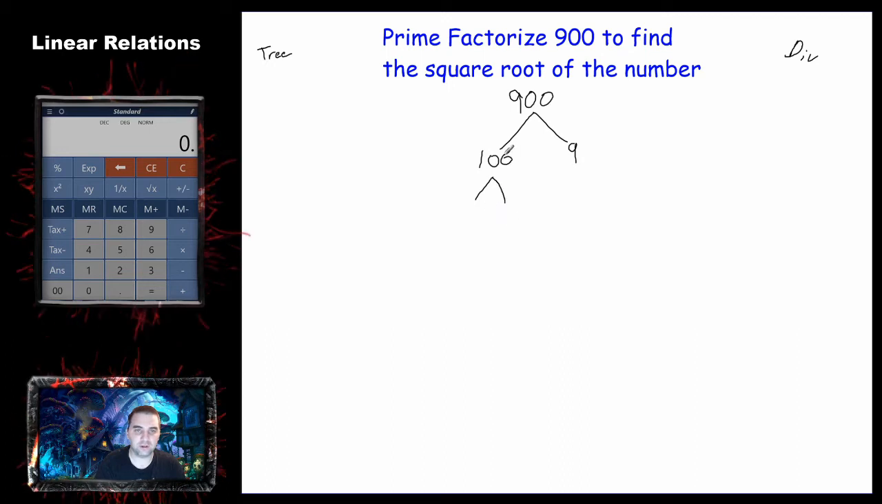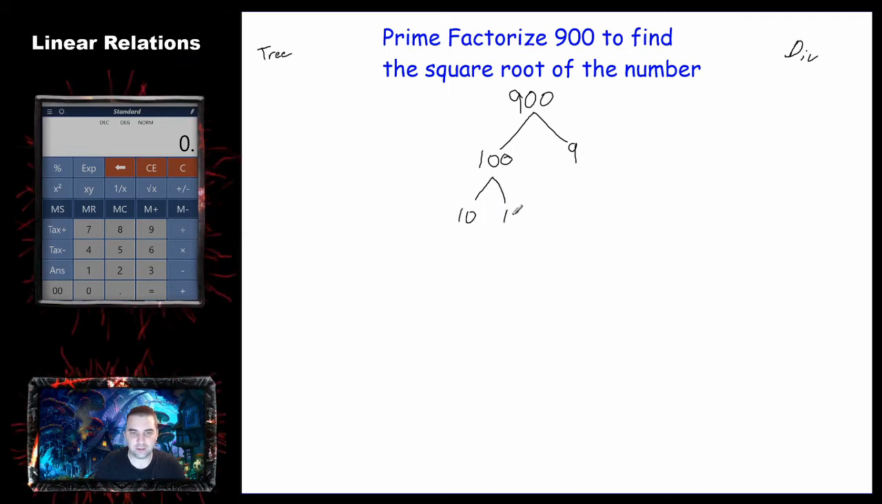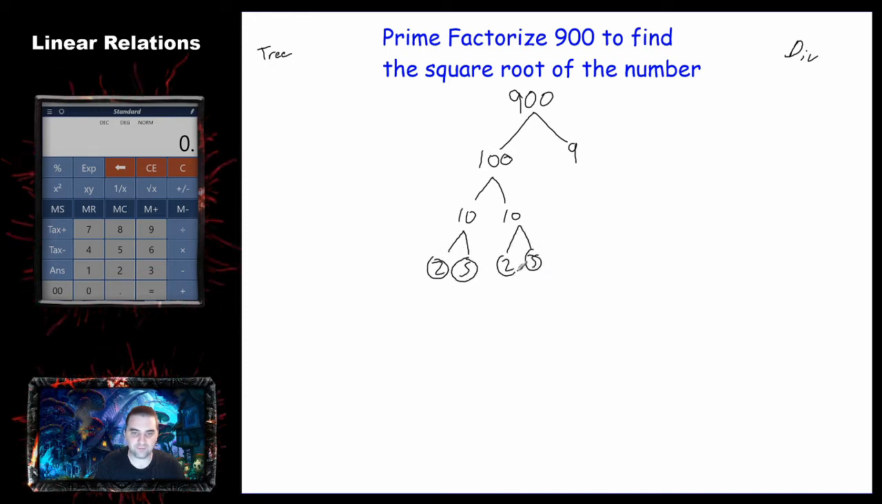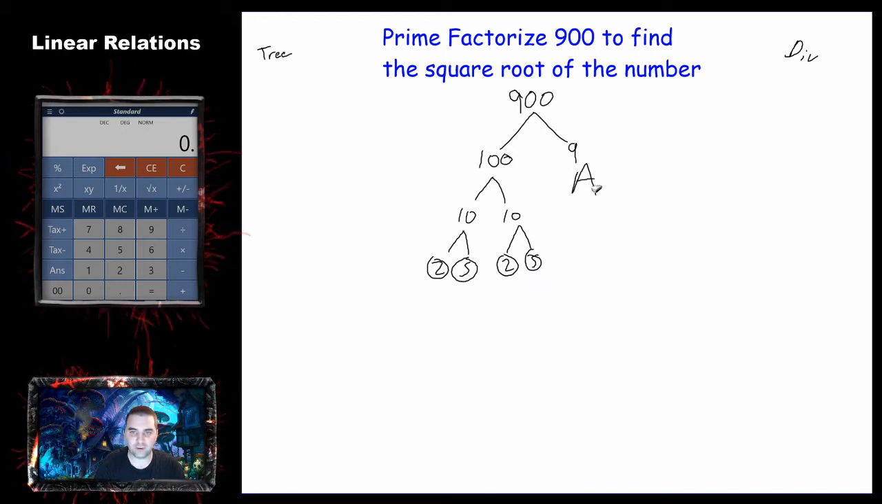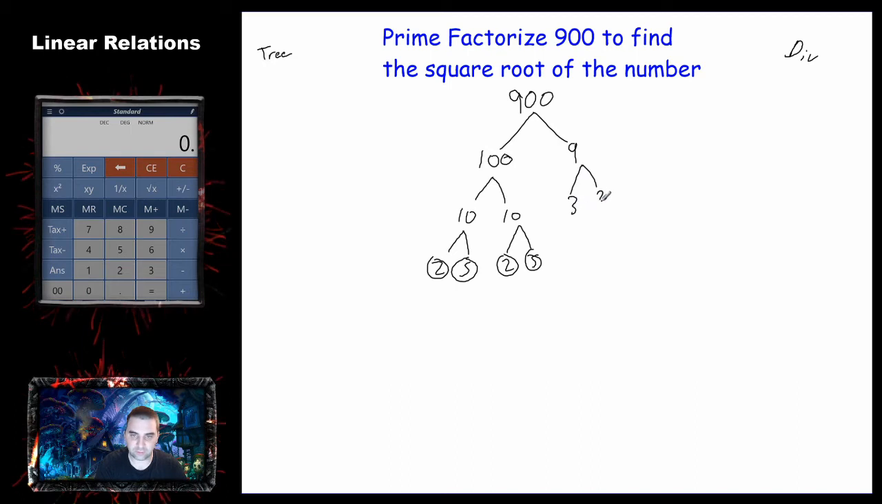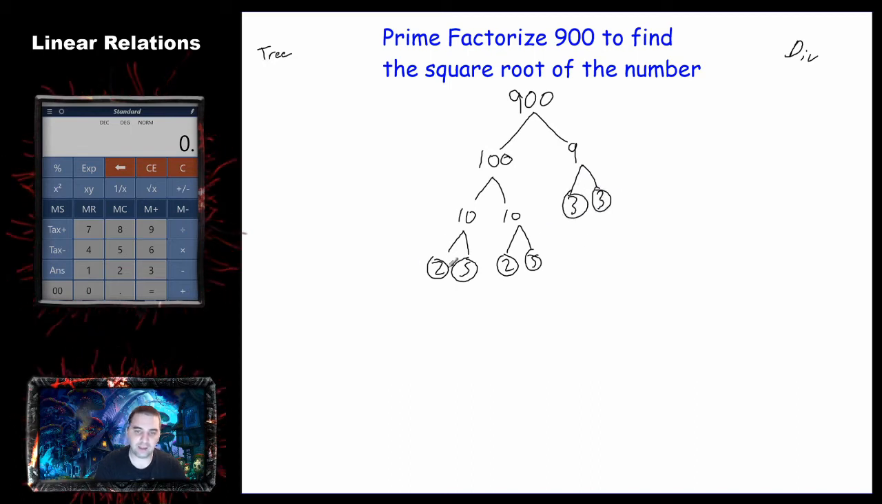So 100 can be broken down into 10 and 10, which further breaks down to 2 and 5, 2 and 5. My 9 over here, why did I write an A? Because I'm tired. My 9 breaks down to 3 and 3. So just looking at all the circles here, there are no unended branches.